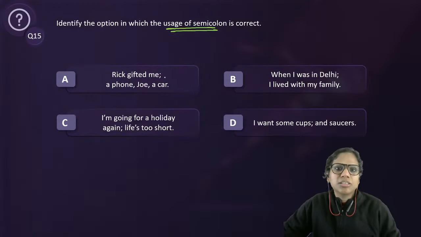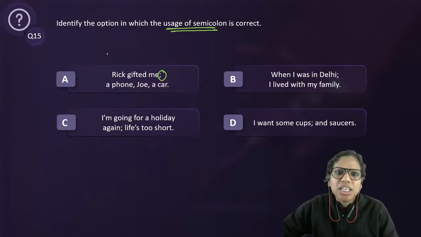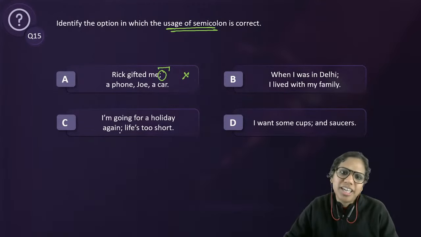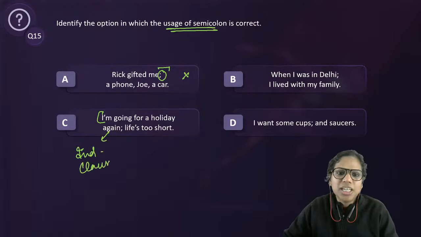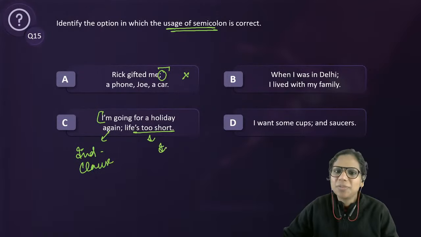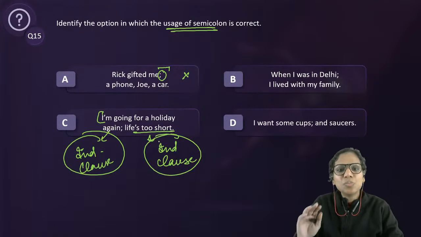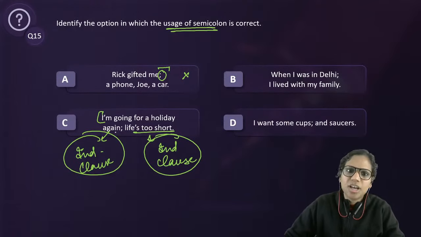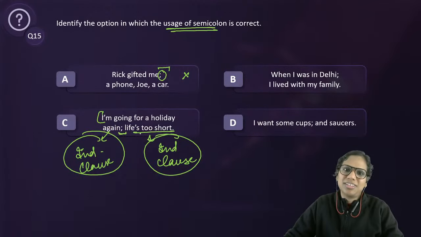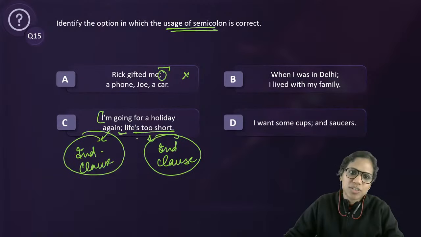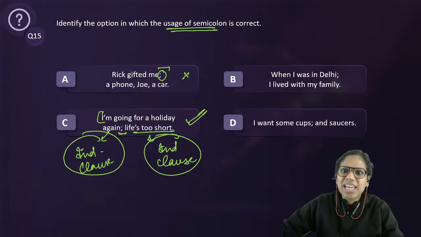Rick gifted me. Why do I need a semicolon here? Rick gifted me something. So I don't need any punctuation mark between me and something. Incorrect. I am going for a holiday again. Complete idea, right? It's an independent clause. Similarly, life is too short. Again, a complete sentence, independent clause. So, when you want to join two independent clauses, simply a comma is not enough. What is used instead? A semicolon. A semicolon can join two independent clauses, and this will then not be capitalized. L will be small. So, C is correct.